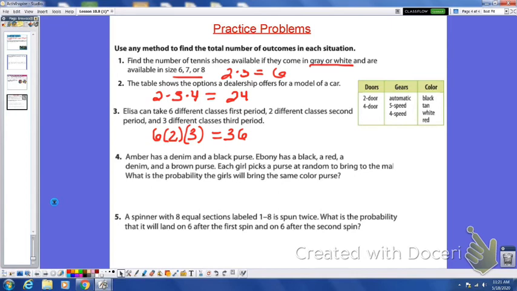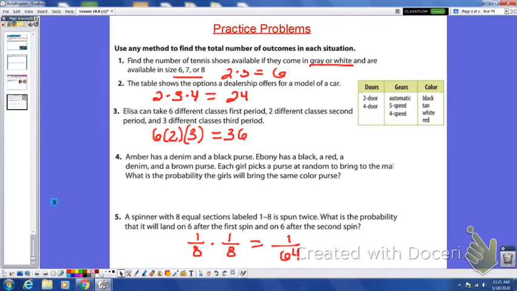Okay, I'm going to hop down to number 5 for a second. A spinner with 8 equal sections labeled 1 through 8 is spun twice. What is the probability that it will land on 6 after the first spin and on 6 after the second spin? Okay, there's only one 6 because they're labeled 1 through 8. So our probability of landing on a 6 would be 1 out of 8 for the first spin, times 1 out of 8 for that second spin, because we're trying to do the same thing again. Multiply them out to get 1/64.